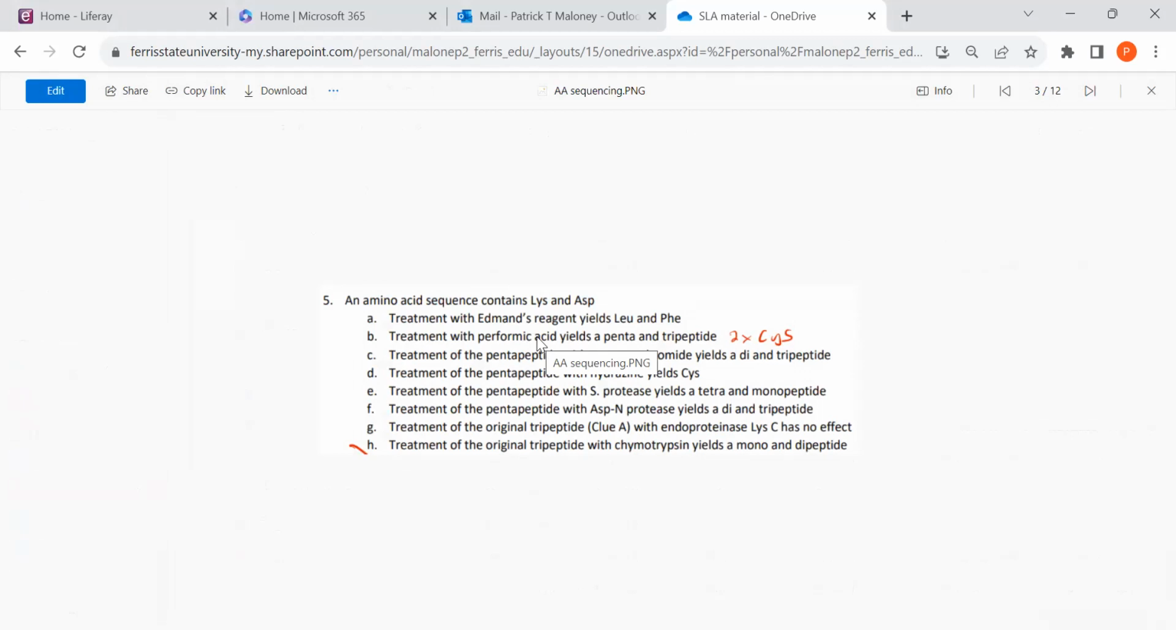I don't have a ton of room on the sides, but in the margins of this, I'm going to follow it through each of the steps and see how we develop our polypeptide chain. So up here, top left, step A. Treatment with Edman's yields a leucine and a phenylalanine. Edman's is going to tell us our N-terminals, and so this tells us we have 2 chains. So what I'm going to do is put 2 boxes.